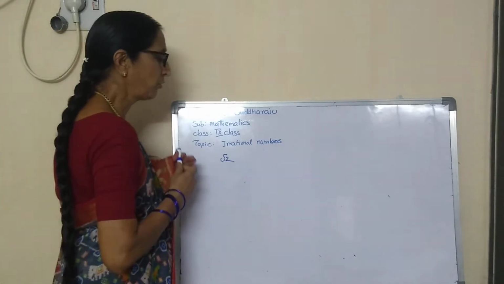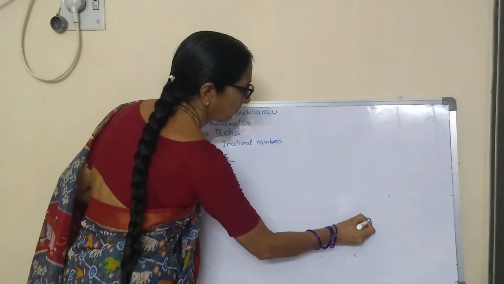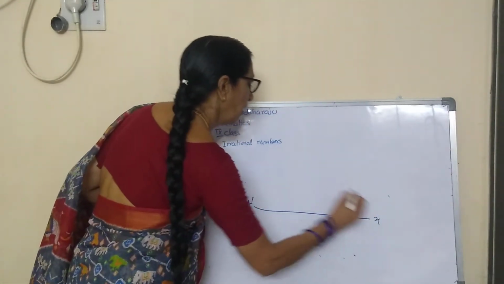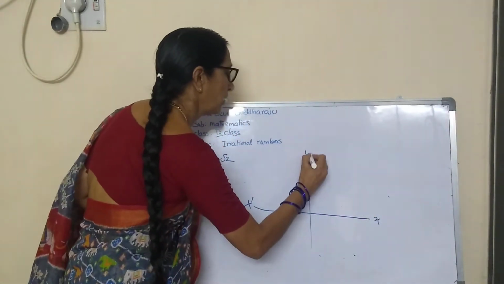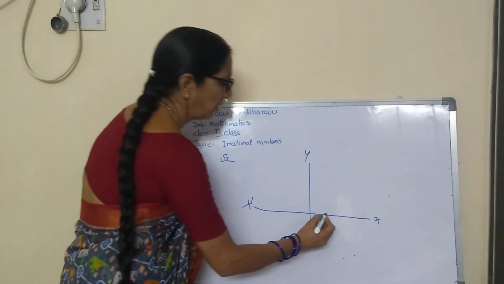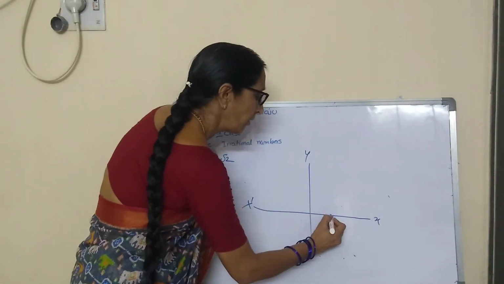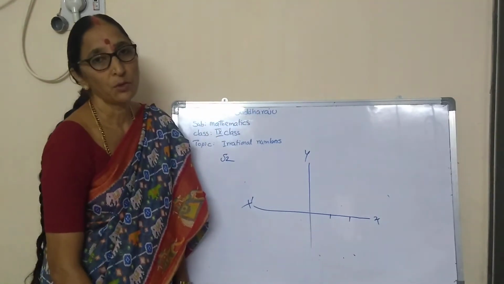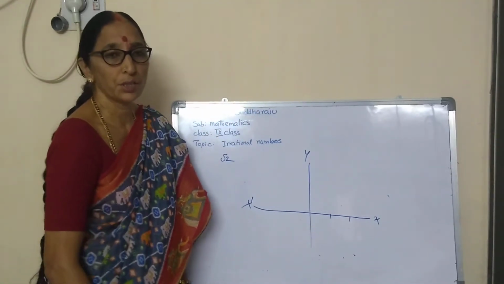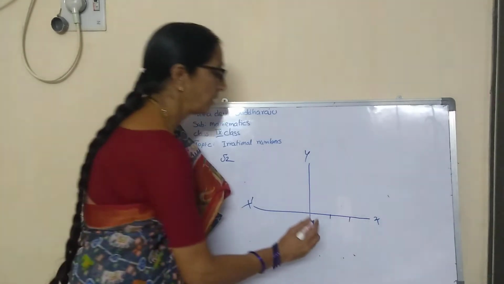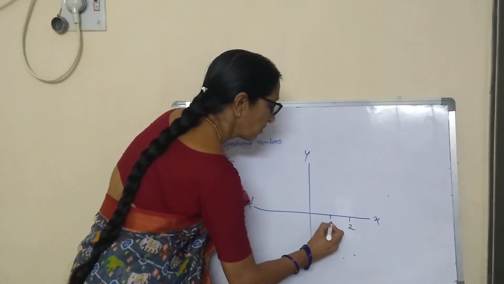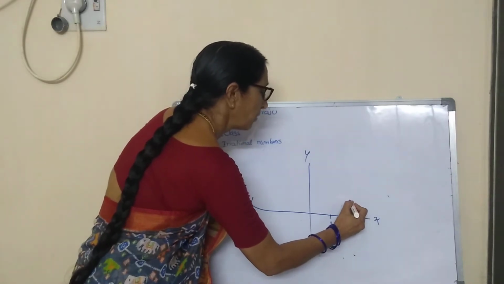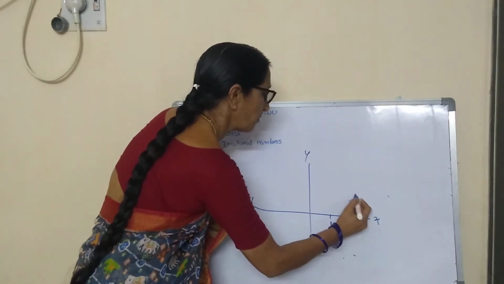How can we get root 5? Take the x-axis and also the y-axis. Root 5 means it is 2 square plus 1 square. You know that, 2 square plus 1 square. So this is 1. Here you have to take 1 unit.